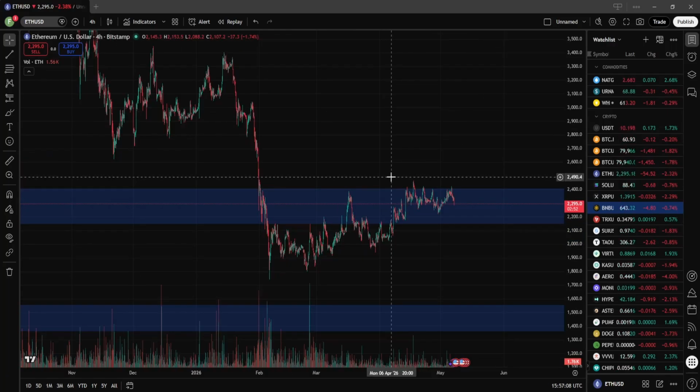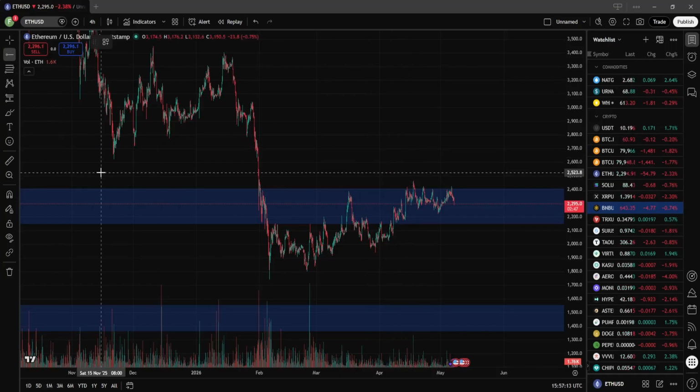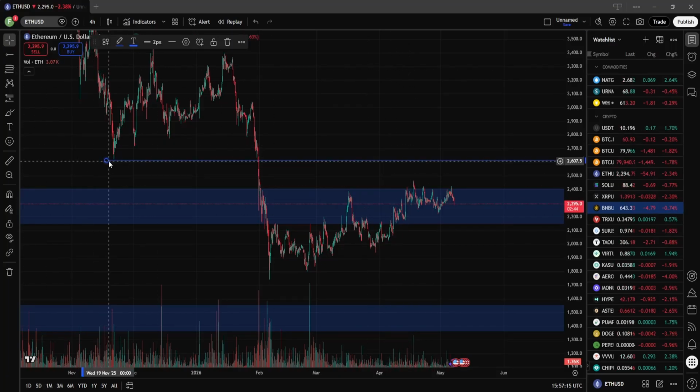And when you're on the lower time frame, you might just throw some lines around. Like you might see this low up here, so you might put that on there thinking that could be resistance if it comes up to this again.